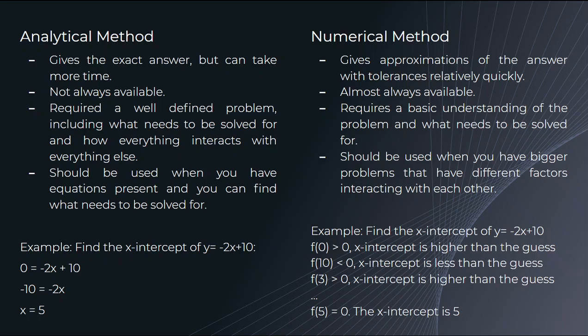The analytical method should really be used when we have the equations present and we can find what needs to be solved for easily, like the equation below. We know what to solve for, x. We know how to solve it just by putting in 0, solving for x. The numerical method should be used when we have bigger problems and a lot of factors that interact with each other in quite a few different ways. We saw a few problems in class where we had a lot of things interacting with other variables, and so finding one specific variable, the max or min of it, is a bit harder.